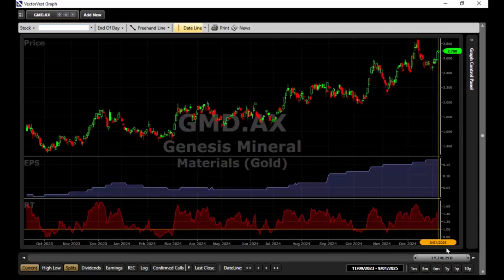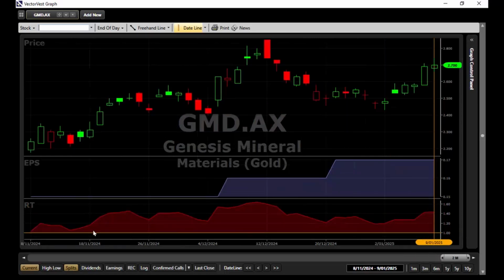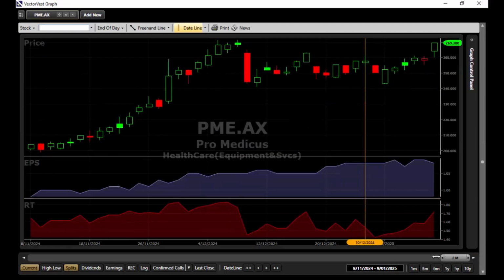Moving on a bit more here, GMD. So in recent times, you can see the technicals pull back, broke below 1, and then here we go, it breaks above 1 again. Earnings continue to kick up, and up it goes in price.